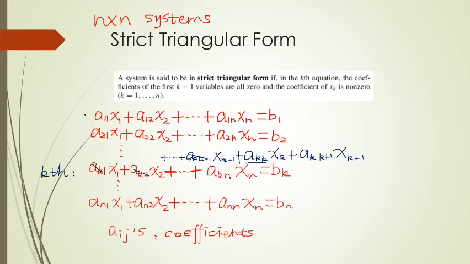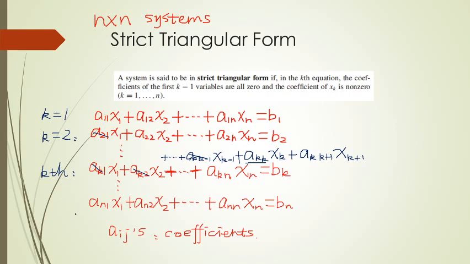So for example, when k equals 2, that means the second equation. The first one, k minus 1, that is 1, right? So that means the first coefficient is 0. And for x2, k equals 2, the coefficient for x2 is non-zero, right? How about the first equation? For the first one, no coefficient becomes 0. So you will notice that.